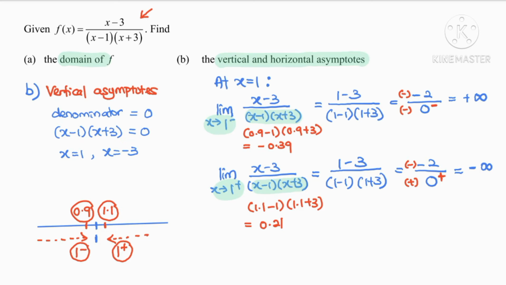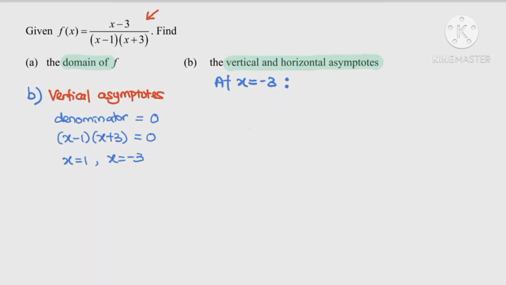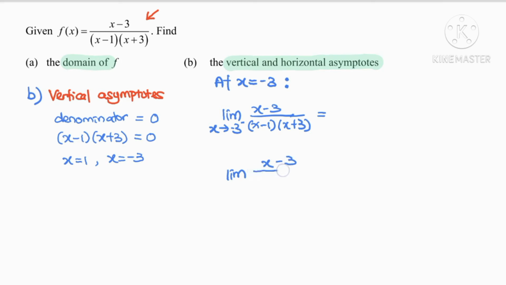Now let's continue to find the limits for the value x equals negative 3. Same as the previous one, we are going to find the limit for both sides. So we have the left-hand limit. This is when x is approaching negative 3 from the left side. Another one, we have the right-hand limit. This is when x is approaching negative 3 from the right side.